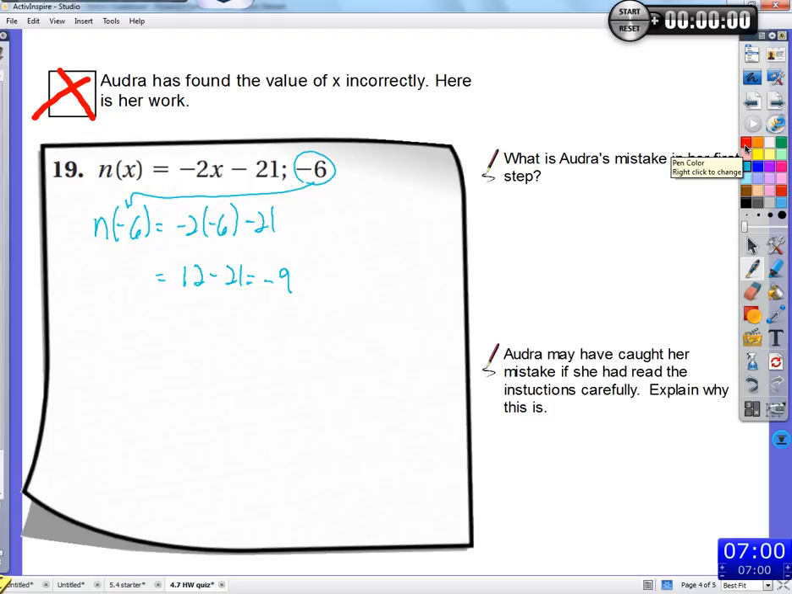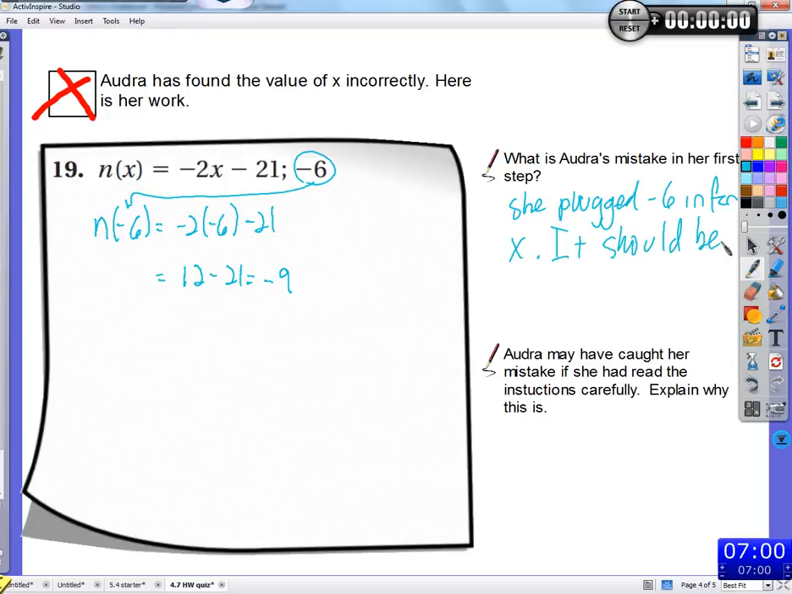The answer, the output, the result of doing whatever you did with x. Okay, so what was Audra's mistake? She plugged negative 6 in for x. It should be, let's say, plugged in for, what should negative 6 be plugged in for? We are going to put negative 6 into this equation. Where is it going to go? Not x.